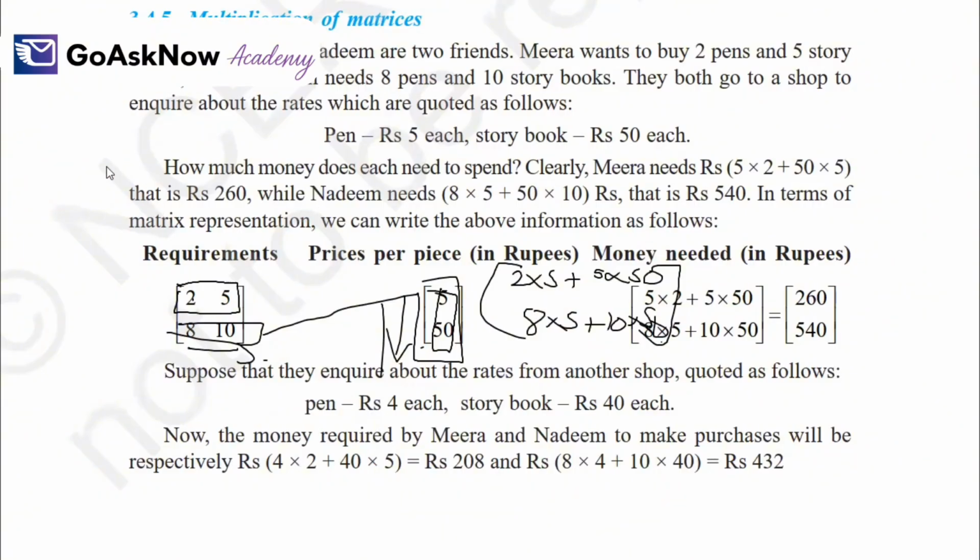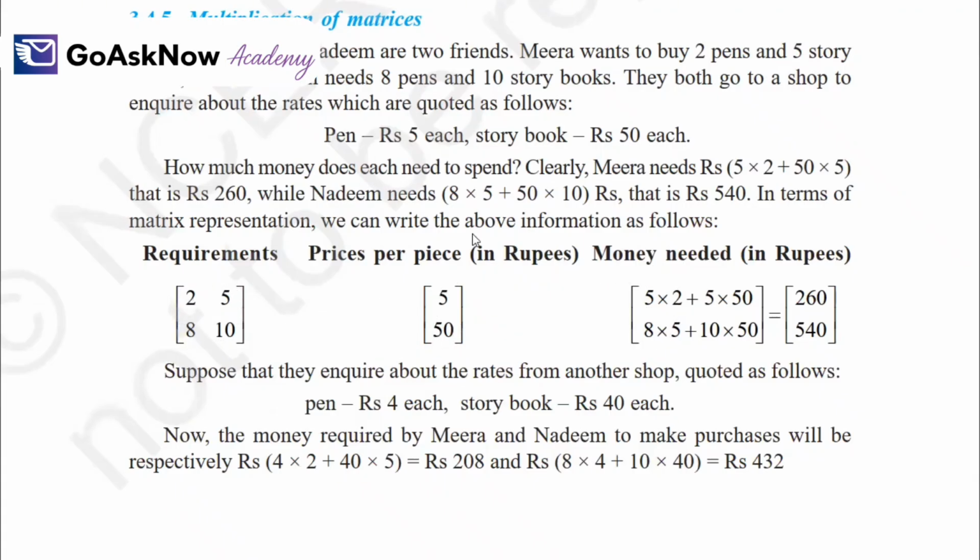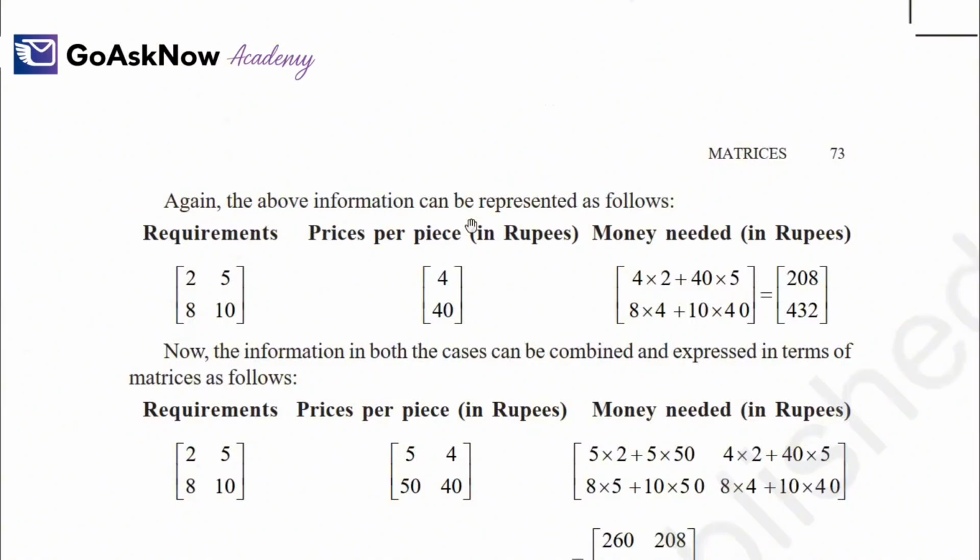So I will rub this part and move to the second thing. Again, the above information can be represented as follows. So again, we have done the same thing, and we just did the multiplication here also. So 2 and 5 will be multiplied to 4 and 40, and 8 and 10 will be multiplied to 4 and 40, and they will be added separately. So what you will get here? 208 and 432 as the resultant.